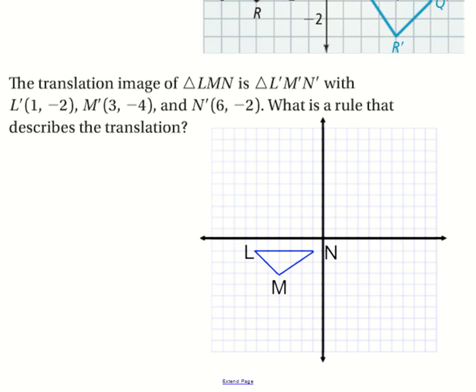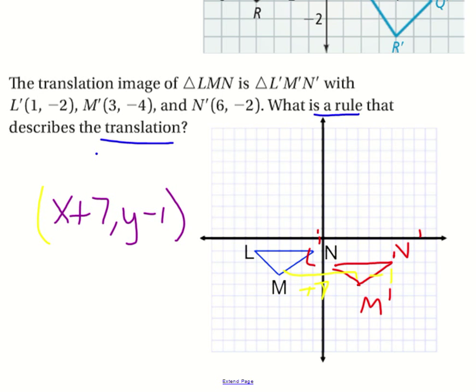What I want you guys to do now is to pause the video and translate this object and come up with the rule for the translation. Now check your work with mine. I graphed the new points and I used M. You could use any point you wanted to, but with M I had to go over 7 and down 1. Since 7 is the horizontal value, I'm changing the horizontal value with that. Since negative 1 was the vertical value, I'm changing the vertical values.